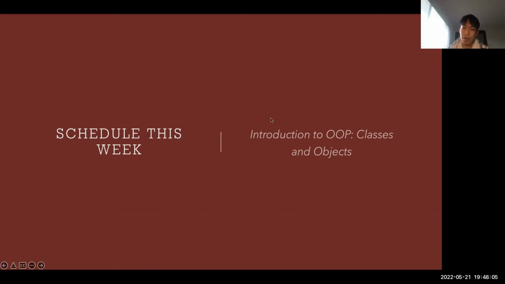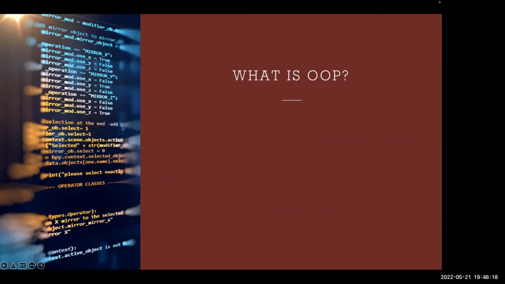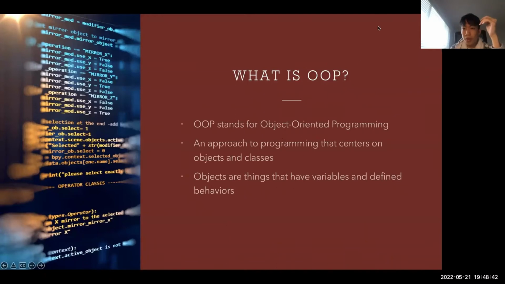Okay, so introduction to OOP. Does anyone already know what it is? Any idea what object-oriented programming means? It's basically programming in a language where everything is an object and every object can be modified. Yeah, that's actually a really good answer. Like you said, it's programming where you center around objects and classes. I've heard it described as a philosophy of programming.